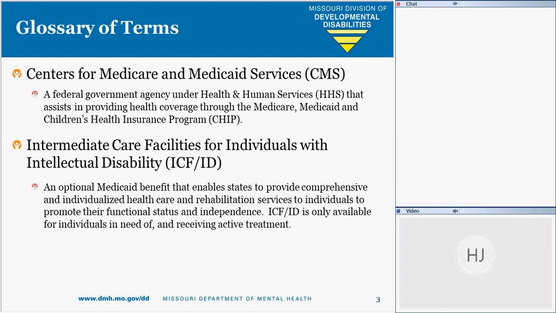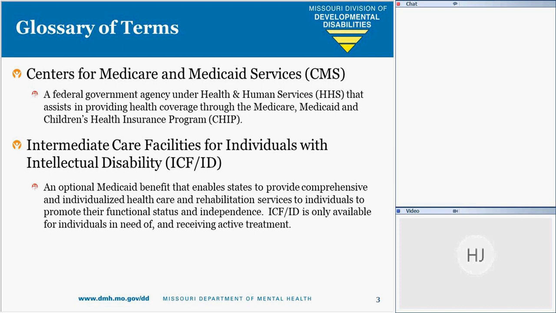The Centers for Medicare and Medicaid Services is a federal government agency under Health and Human Services that provides health care coverage through Medicare, Medicaid, and the Children's Health Insurance Program. This is basically the federal agency that provides approximately 60% of match to our Medicaid services, so that match is the funding. All of our services are federally funded. They must be reviewed and approved by CMS. So waivers and services, this agency is the one to review and approve those.